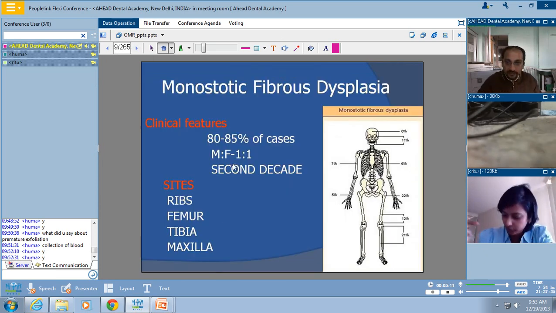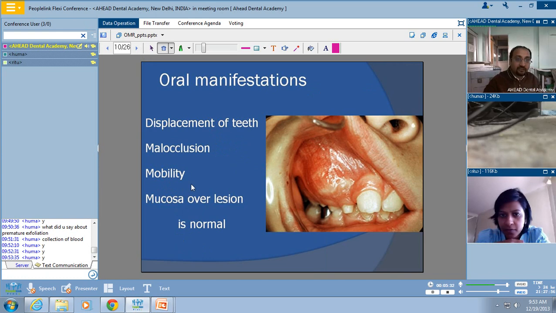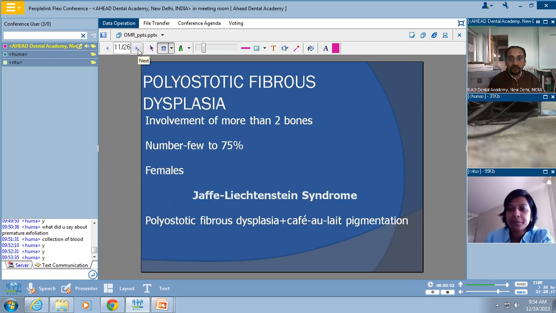Now, monostotic fibrous dysplasia, well, all this is again elementary stuff. 80 to 85% of cases, male, female, similar decade. Sites that are written are ribs, femur, tibia, maxilla. Now, the word maxilla becomes important for us. The word maxilla really becomes important, because of this we have certain oral manifestations of fibrous dysplasia. By fibrous dysplasia, I mean monostotic fibrous dysplasia. Remember, in fibrous dysplasia, these are the oral medicine findings, which are not really important as compared to your radiological findings. Now, what are these radiological findings?